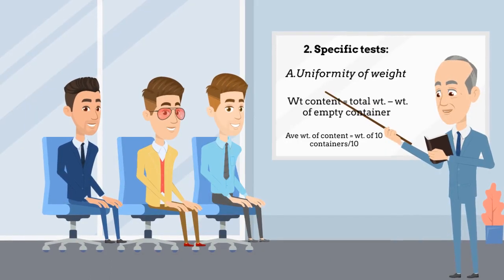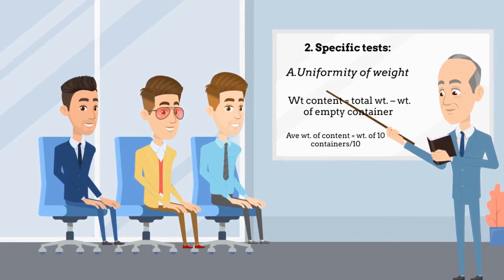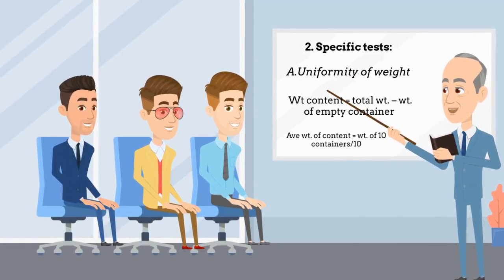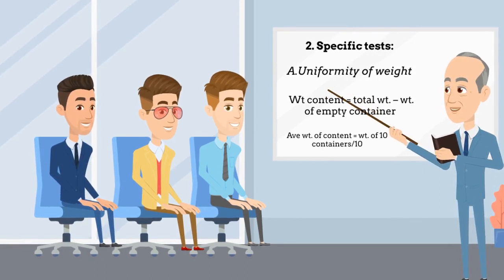2. Specific tests. A. Uniformity of weight. Procedure: it applies to products that are not more than 150 grams in net weight. Select 10 filled containers, weigh each container individually and calculate the total weight. Then cut the lateral part of the container and remove its content, then clean the container and dry it to weigh the empty container.